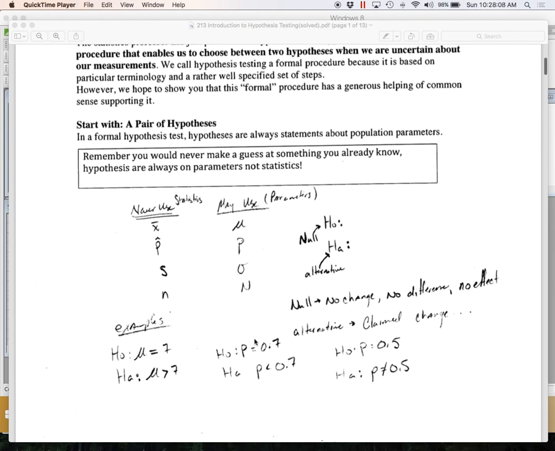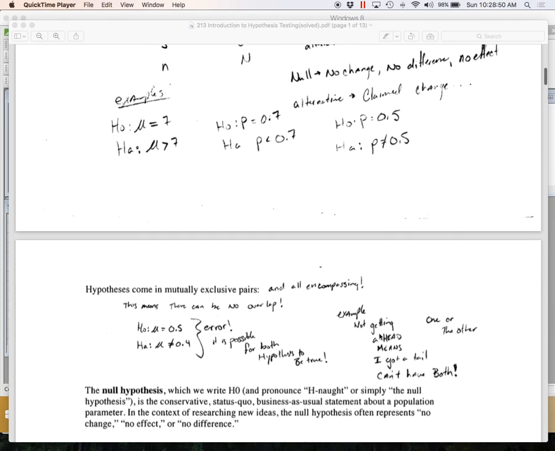Some examples. The other thing to know is the null hypothesis is the hypothesis that expresses no change has occurred, and the alternative is when you're claiming something different or greater or smaller, something happened. So here are some examples. Maybe I'm making a hypothesis, always on a parameter, that the population mean is equal to 7, or alternatively, it's greater than 7. Maybe I'm making a hypothesis on the population proportion. The null hypothesis is that p is 0.7, and the alternative is that p is less than 0.7. Or here you could also do p is equal to 0.5 versus p is not equal to 0.5. So those are some examples.